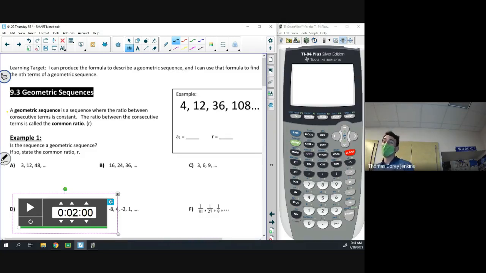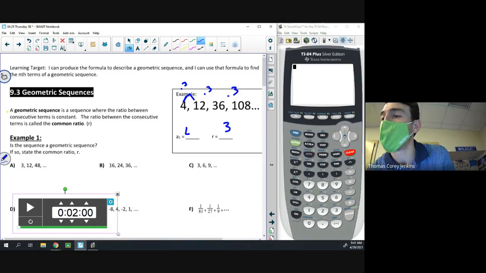All right. So an example up here. Does anybody see what we are multiplying by to get from 4 to 12, 12 to 36? 3, right? So yeah, times 3. So that would mean that R equals 3, and then we already know what A sub 1 means. That's the first term of any sequence. So for this one, A sub 1 would be 4. We'll talk about how we can use those to make our rule later.